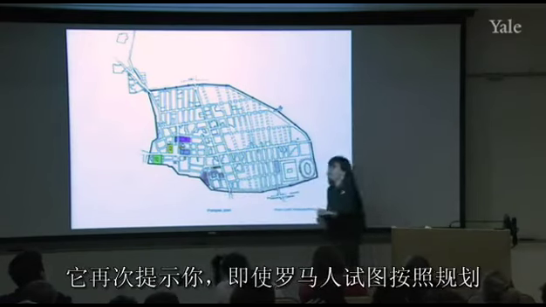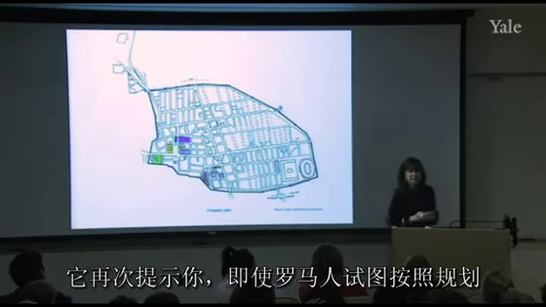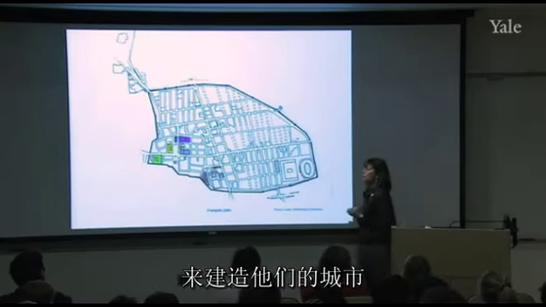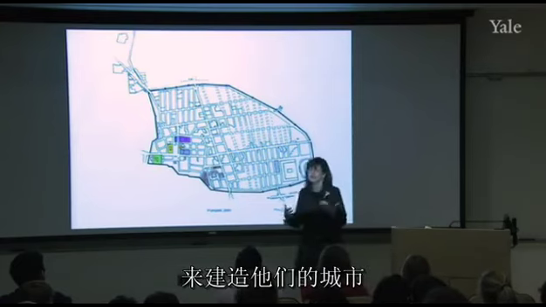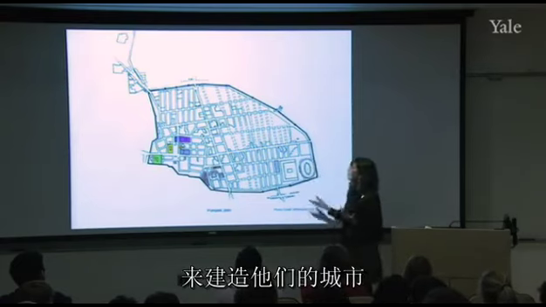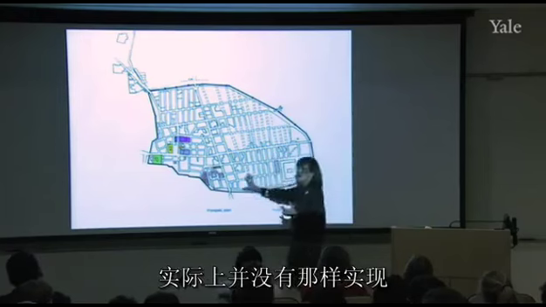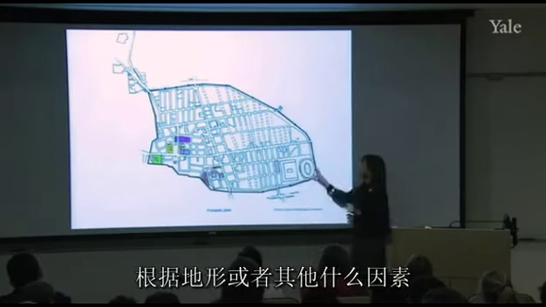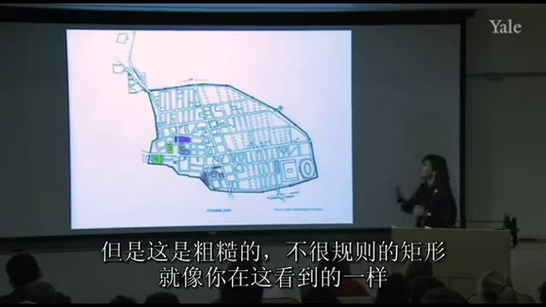It shows you that, again, even though the Romans were thinking to try to create their cities in a very regular way, it didn't always work out exactly that way, depending on the terrain and so on and so forth. But this is sort of an irregular rectangle, as you can see here.